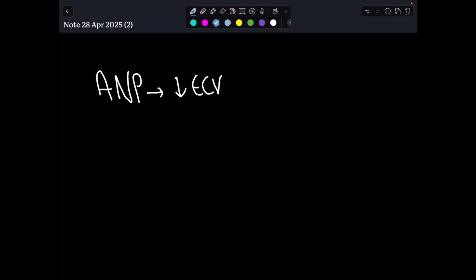I want to ask, so we have atrial myocytes. Why are the atrial myocytes in the heart the ideal ones to synthesize and store ANP? Why not the ventricles? Why not the blood vessel?